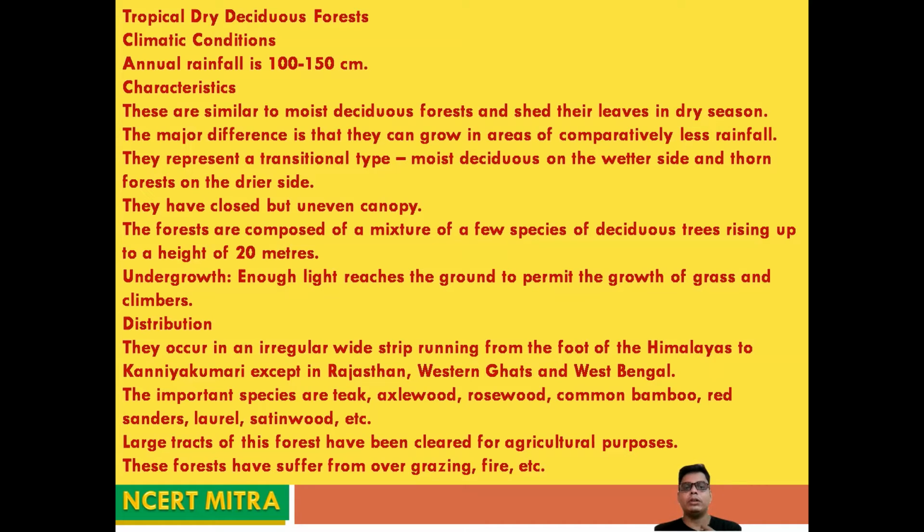We can find this type in Kanyakumari, Rajasthan, the Western Ghats and West Bengal. Important species are the axlewood, rosewood, common bamboo, and red sandal. So these are the main vegetation we can find there. Second, these forests suffer from overgrazing and forest fire at certain times of the year, mainly in the summer season.